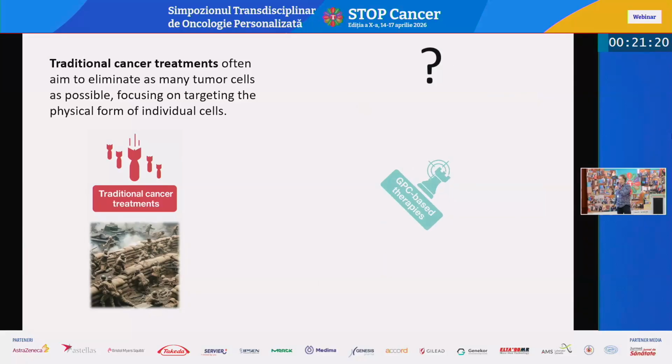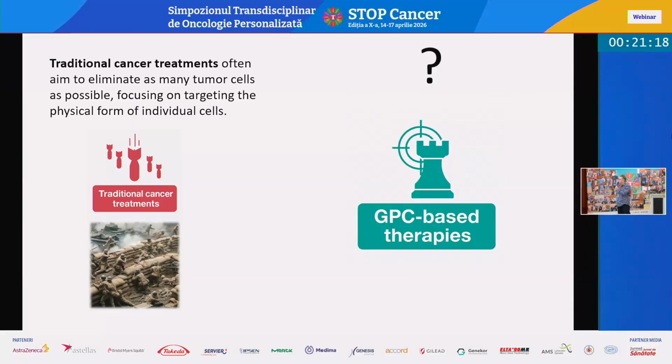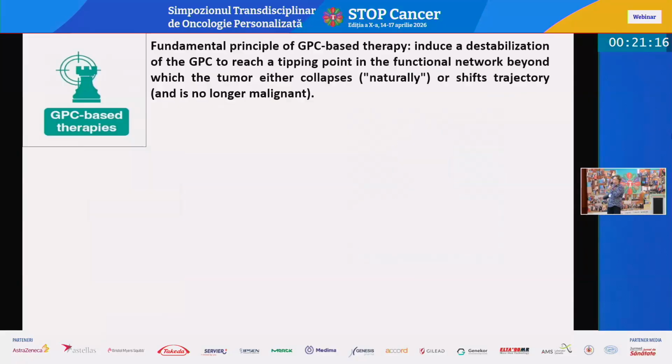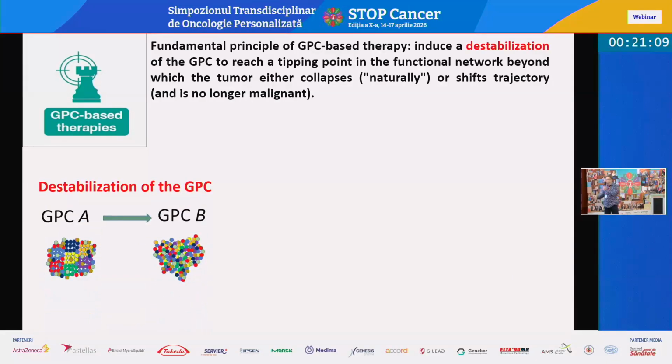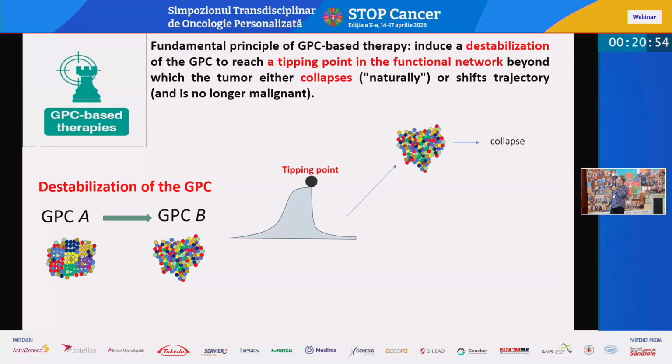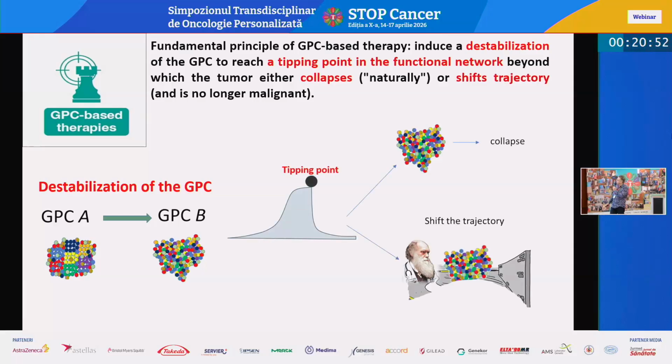So we would like to suggest another approach that we call GPC-based therapies, that we could define as therapy that does not try to eradicate the maximum of cancer cells, but to induce a destabilization in the spatio-functional distribution of the intratumoral heterogeneity, so that the tumor is likely to switch from a GPC-A to a GPC-B, with the possibility to reach a tipping point above which the tumor is likely to collapse or to shift its trajectory.